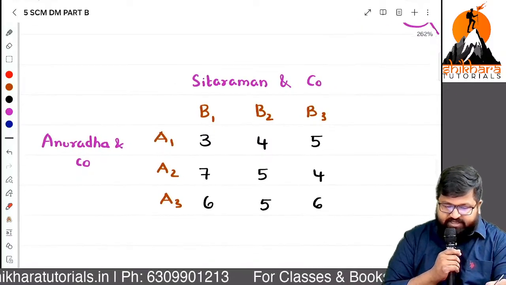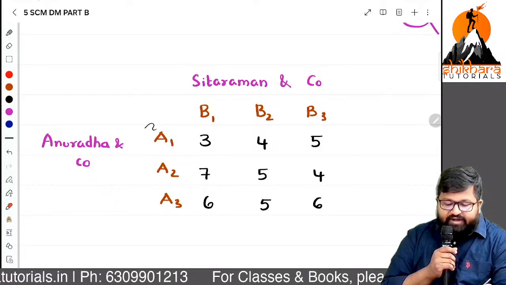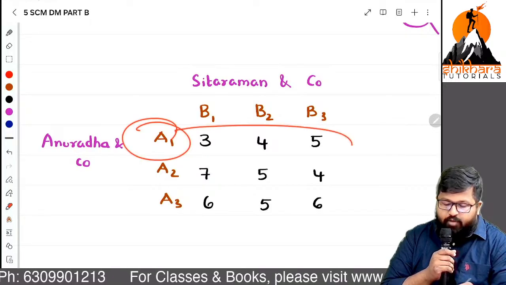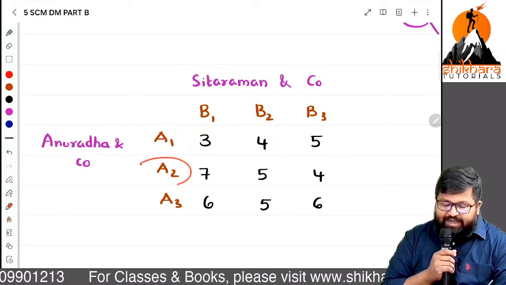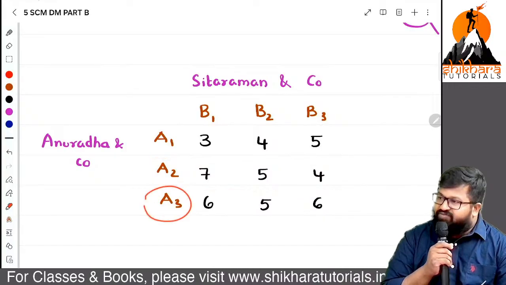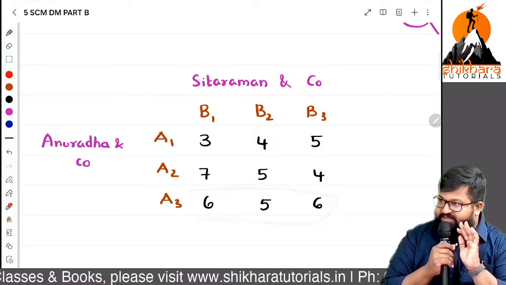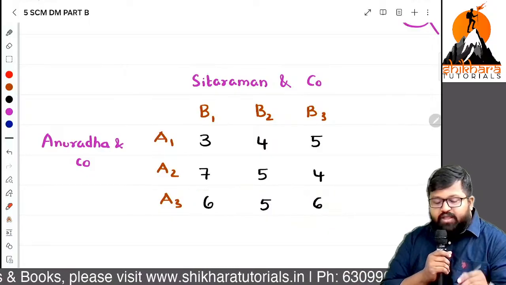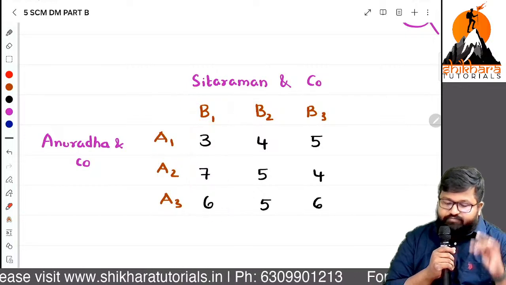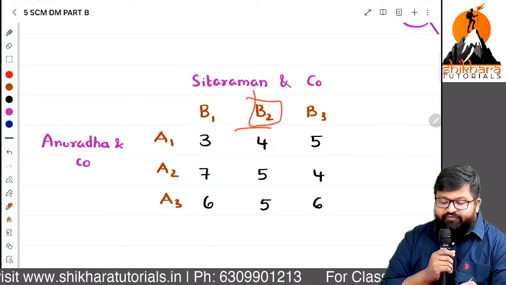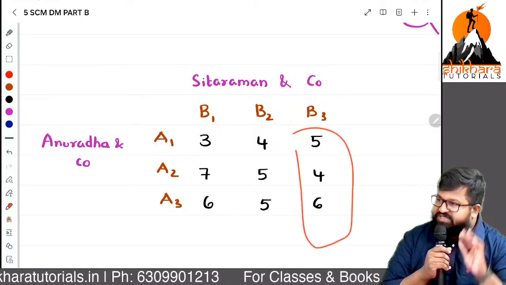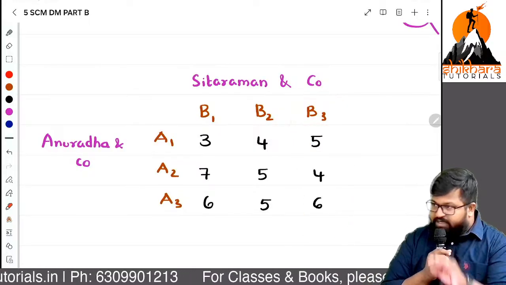In this case, first, for A1, what are the options he has? For player A1, these are the options. For player A2, what are the options? 7, 5, 4. For player A3, 6, 5, 6. You can choose any one. And for player B1, the options are 3, 7, 6. For player B2, 4, 5, 5. And for player B3, 5, 4, 6. These are the options. Is that part clear?